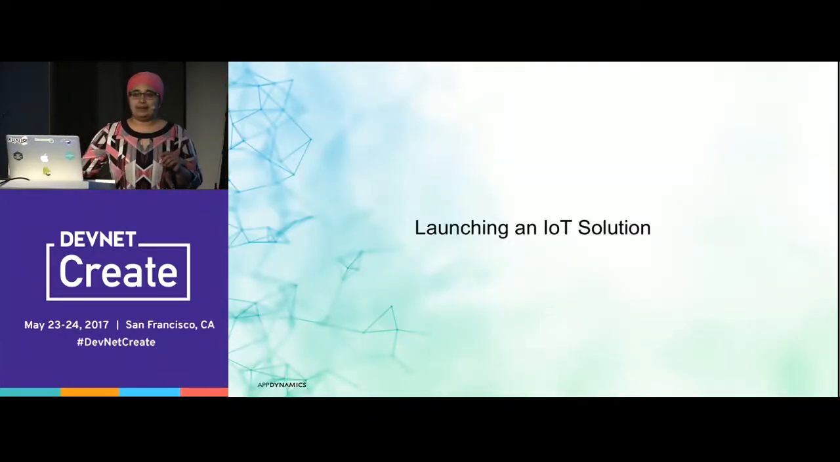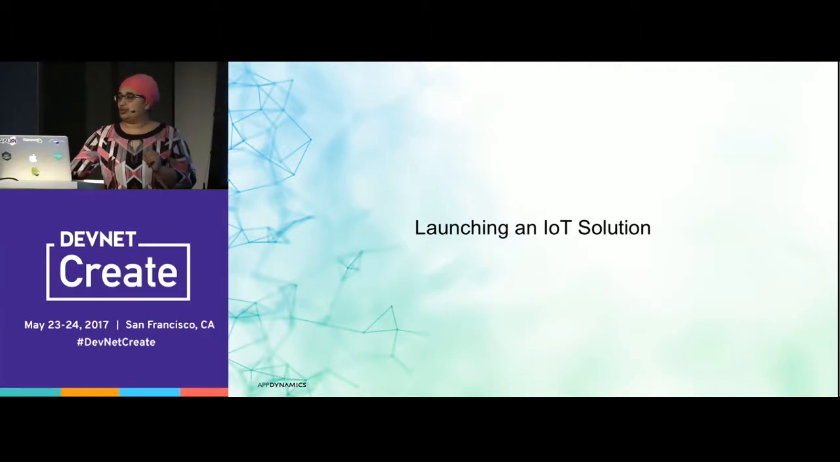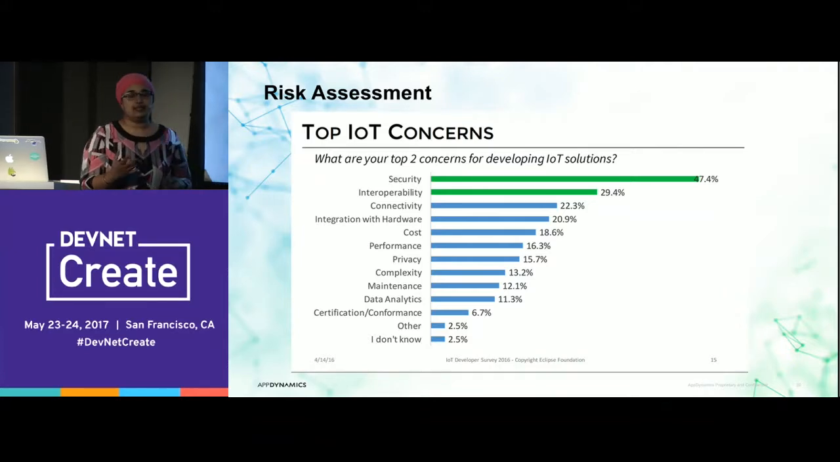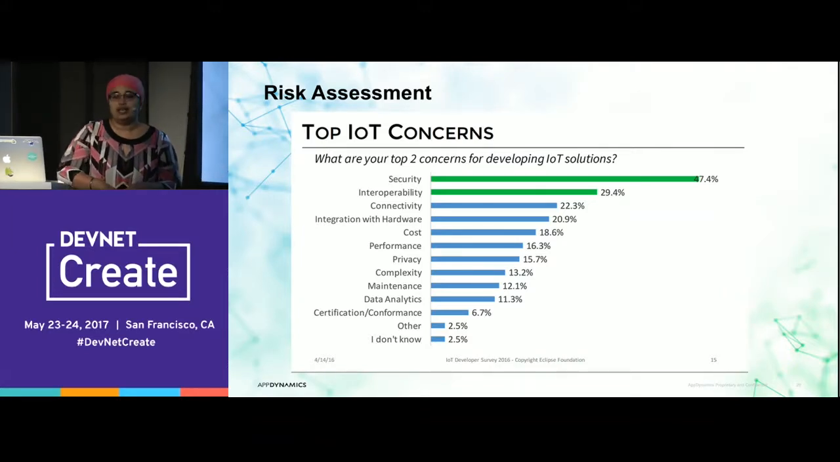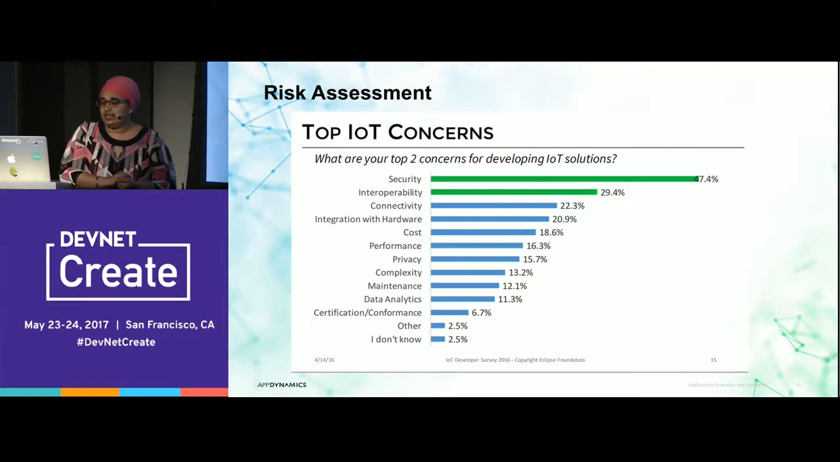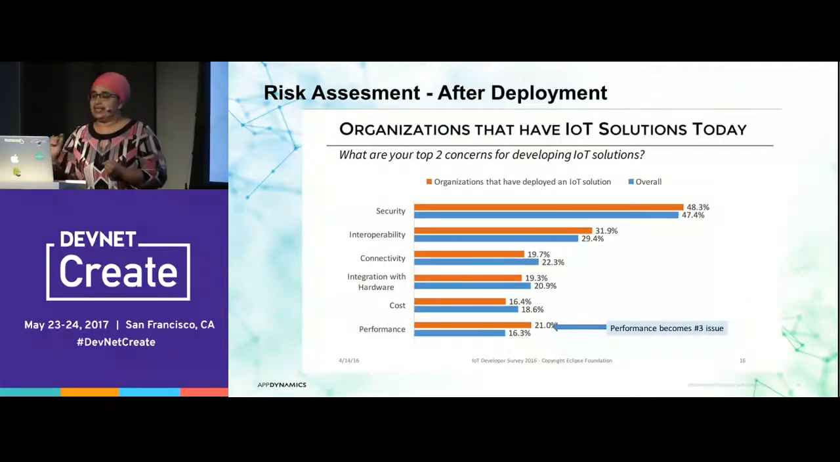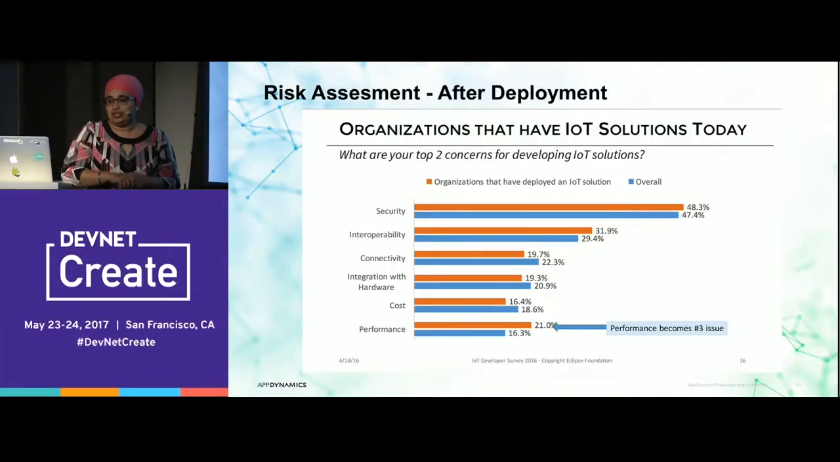So as people begin launching an IoT solution, the foremost concerns that come to people's minds are naturally security and interoperability. And this is last year's survey, the 2016 survey result from the Eclipse IoT Foundation. What happened is that after IoT solutions were deployed, the third problem that surfaced was performance, right?